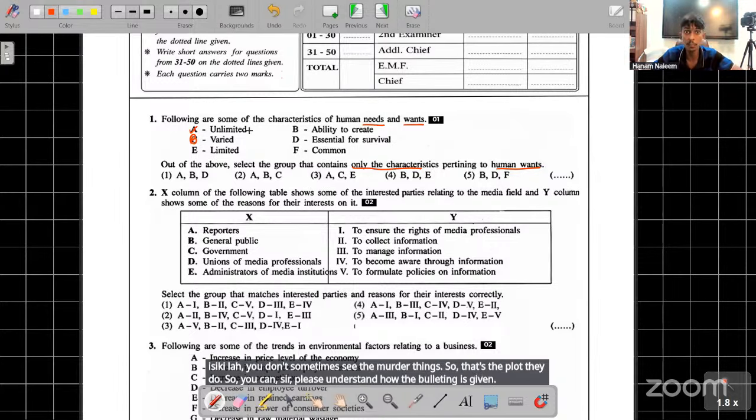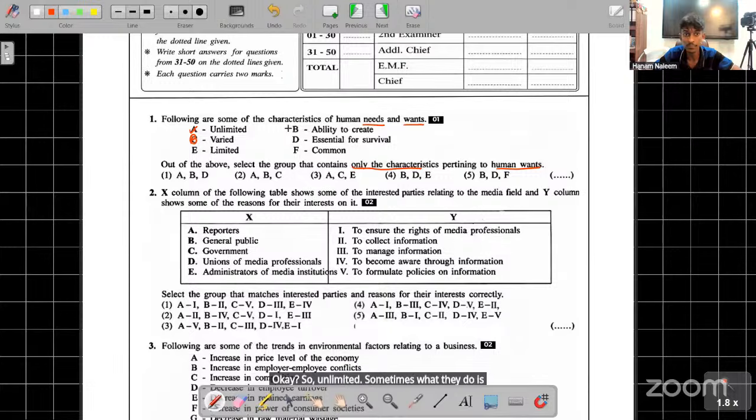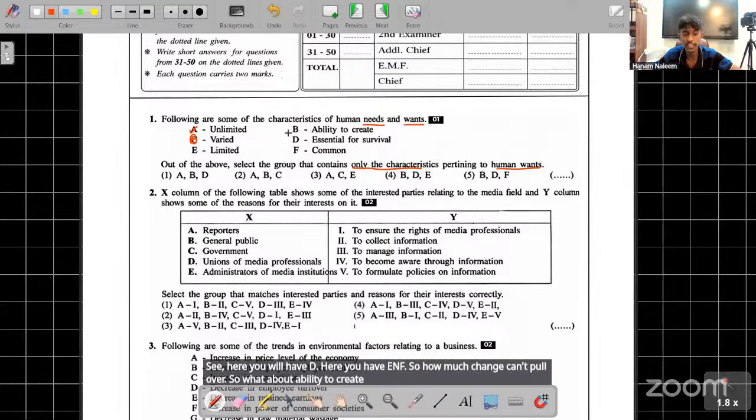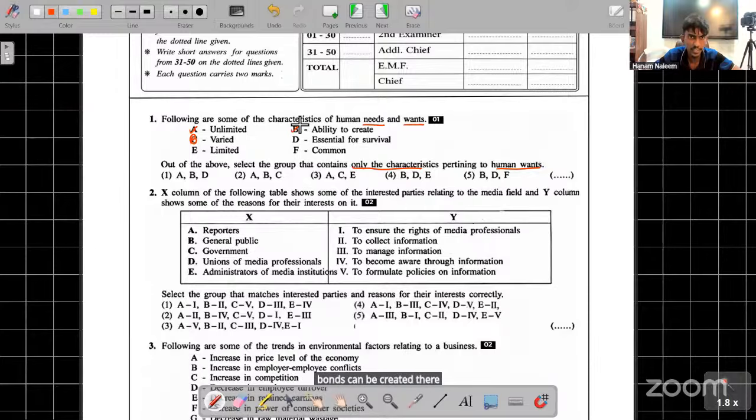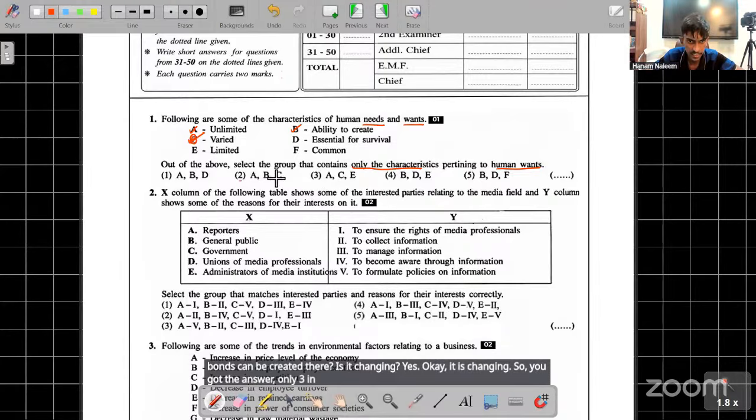So unlimited. Sometimes what they do is A, B, C, here you will have D, here you have E and F. So here you must change the current one. What about ability to create? Yes, bonds can be created. Where is the second? Is it changing? Yes, okay, it is changing. So you got the answer. Only 3: A, B, C. The answer is the second one.